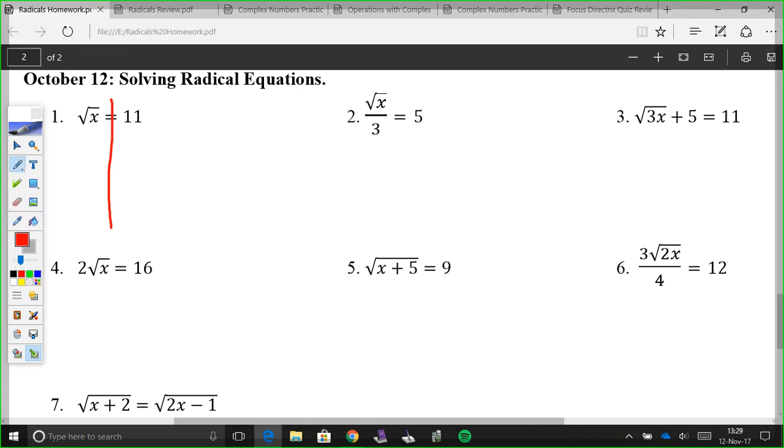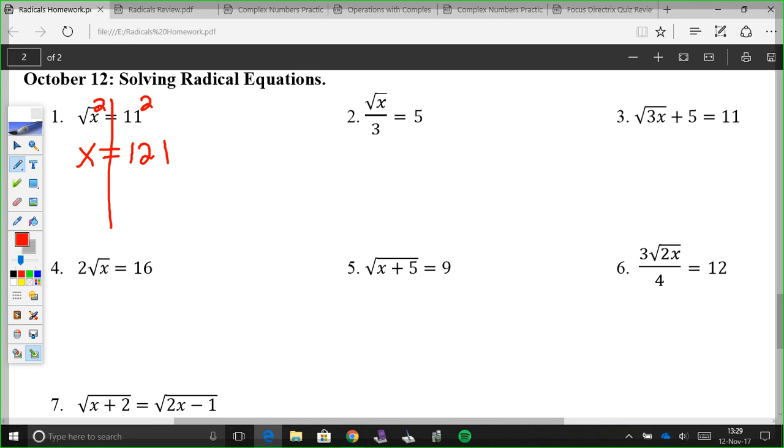I want to get this x by itself, but it's being square rooted. Well, if I want to get rid of that square root, I got to think to myself, what's the opposite of the square root? How can I undo that? Well, the opposite of square rooting something is squaring it. So that's going to cancel out the square root sign and leave just the x, no longer having the square root. But I have to make sure I do that to both sides, because I do have to keep the equation balanced on the left and right. So that's going to give me 11 squared, which is 121.